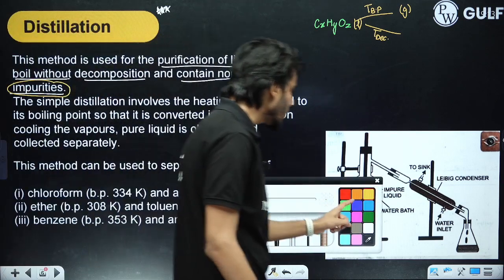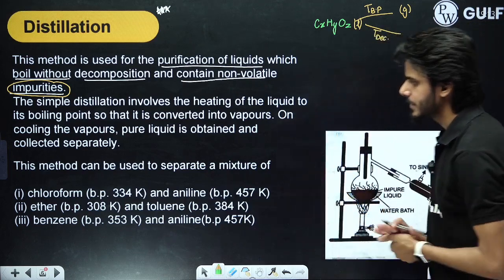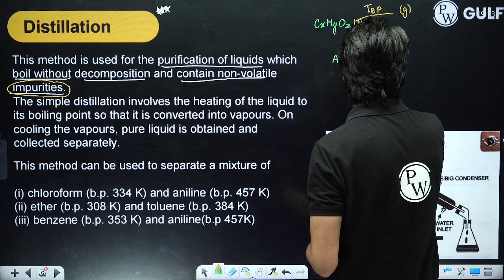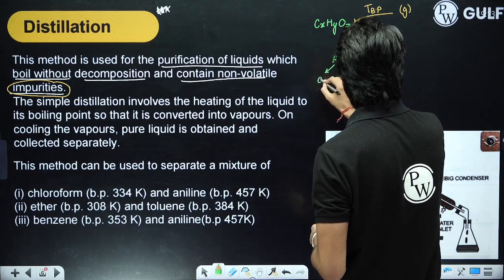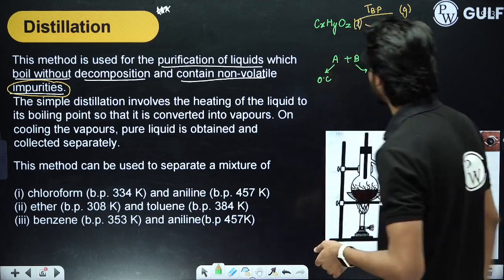You can say non-volatile or less volatile. What does it mean? Let's try to understand this. Guys, let's suppose you have substance A plus B. Let's say this is the organic compound and this is the impurity.